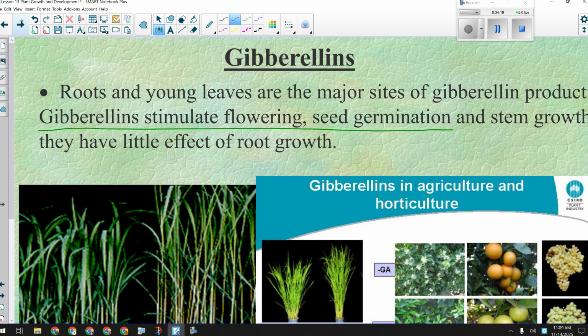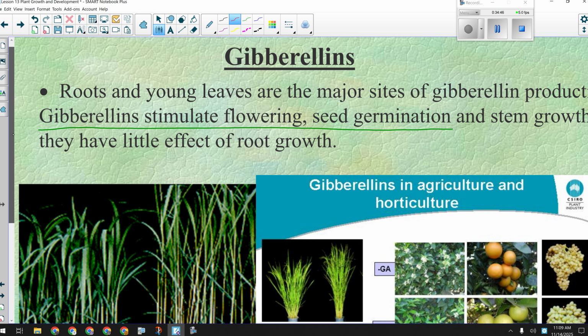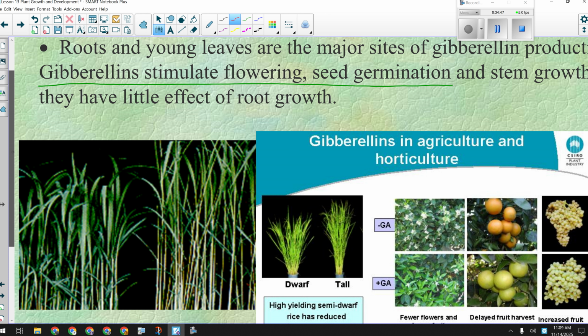Okay, but we do talk about them because they have a role to play. They can stimulate flowering, and they're part of the germination process of a seed. So it's how the starches and things like that in a seed are released so that it can feed the embryo and get the plant going. They can also affect the stem in certain types of plants, especially in rice. This is actually how gibberellins were kind of discovered, or how their role was discovered.